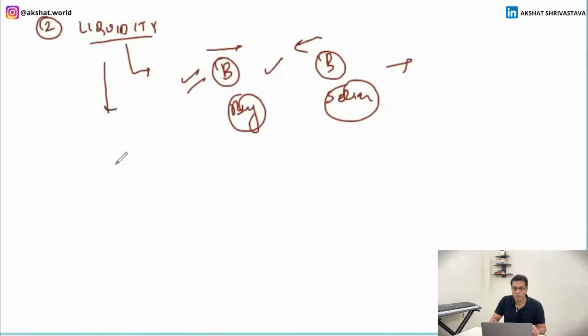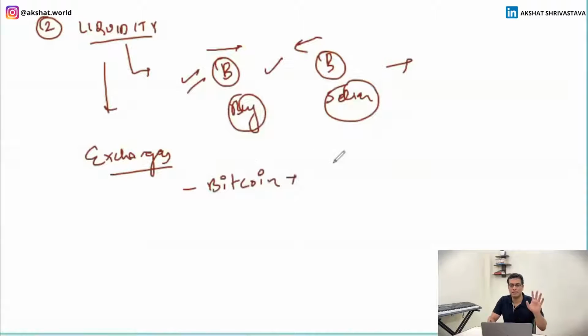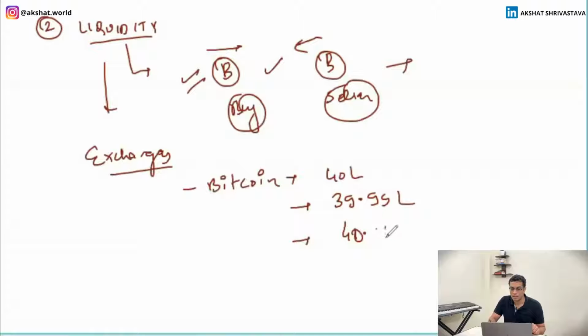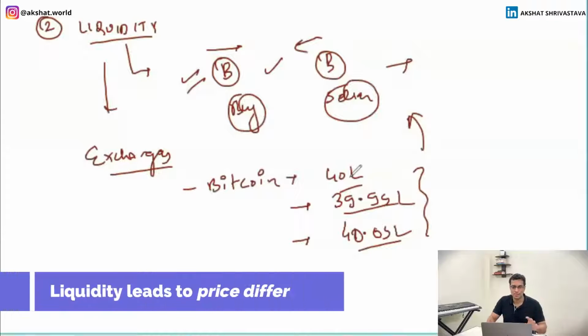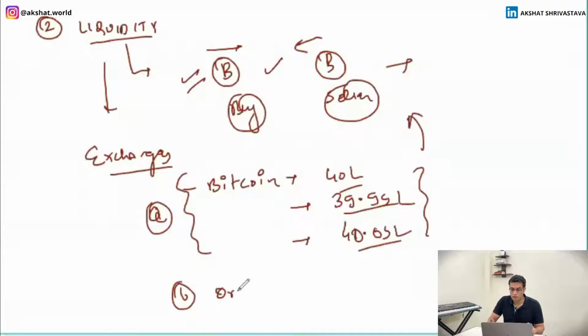Now you might observe that different exchanges have different prices for Bitcoin. On one exchange, you will find Bitcoin trading at, let's say, hypothetically speaking, 40 lakh rupees, right? On another platform, you might find it to be trading at 39.95 lakh rupees. On a third exchange, you might find it to be 40.05 lakh rupees, right? So this price difference happens because of the liquidity and the order book. So we don't need to get into the complex mechanism. So liquidity leads to price differences. That's number one. Number two, it leads to order filling.